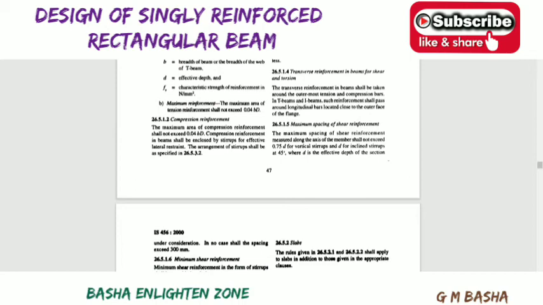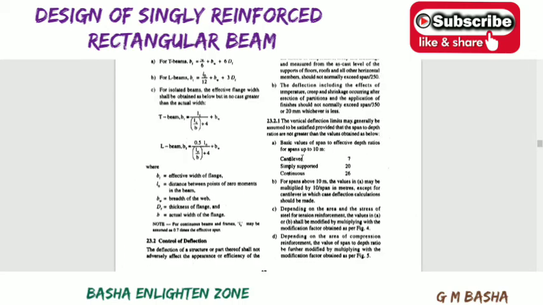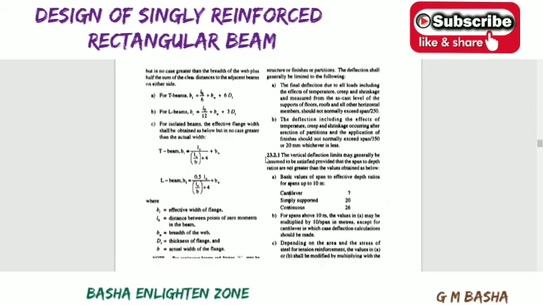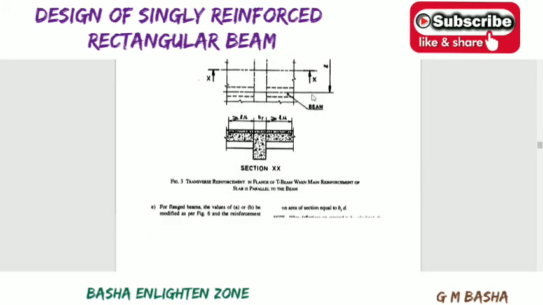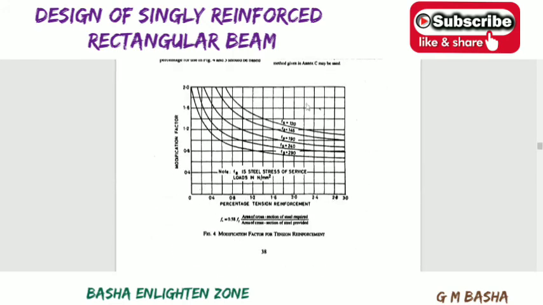See here in the code book, the basic values for the span ratios up to 10 meters will be cantilever 7, simply supported 20, and continuous beams 26. For checking the deflection criteria, control of deflection, the basic value of L by D will be 20 here. Then, based on this graph only, we have to find out the modification factors.